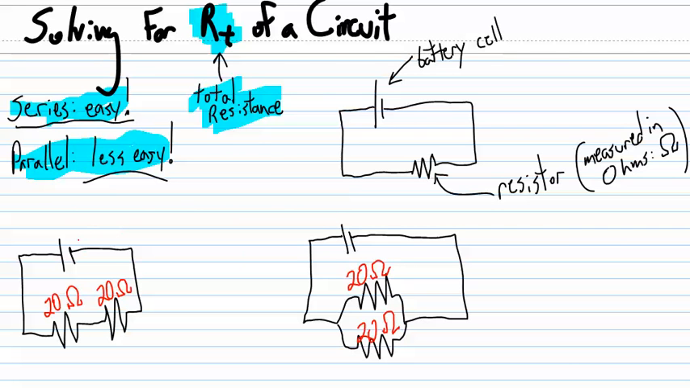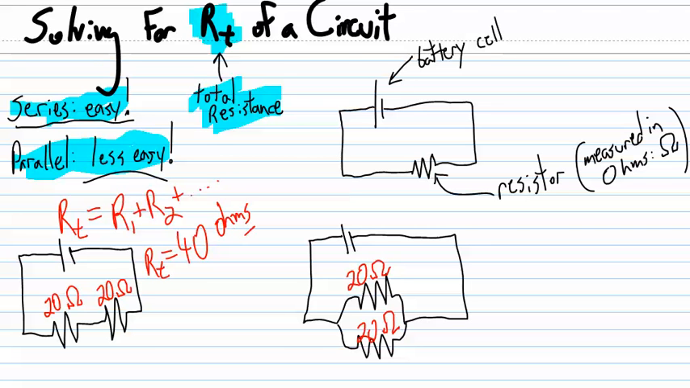So let's get right down to it. Let's figure out resistance total for this series circuit. All we've got to do is take resistor 1 plus resistor 2, and we just add as many as you've got, and here we've only got 2. So our total resistance is 20 plus 20. So our total resistance here is 40 ohms. Okay? I told you that one was pretty easy.